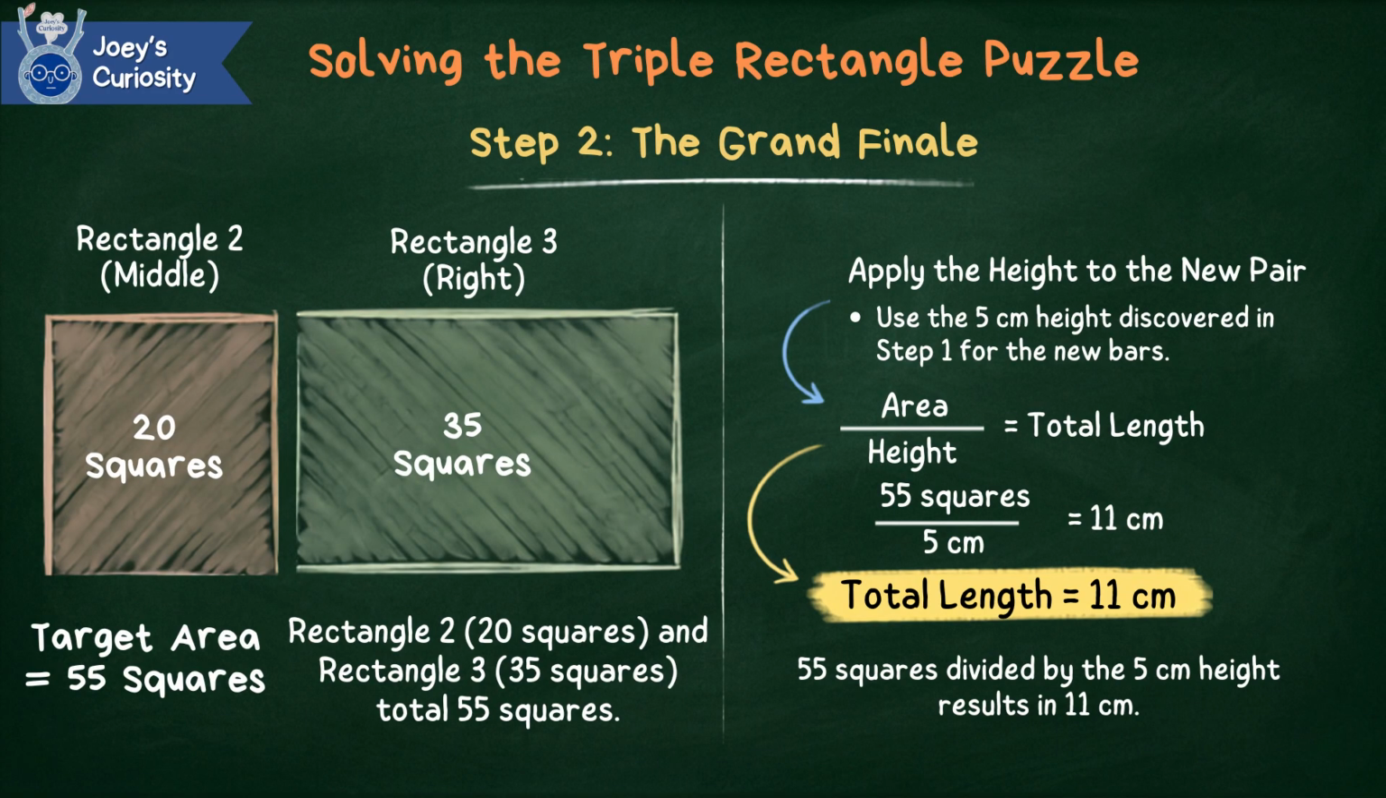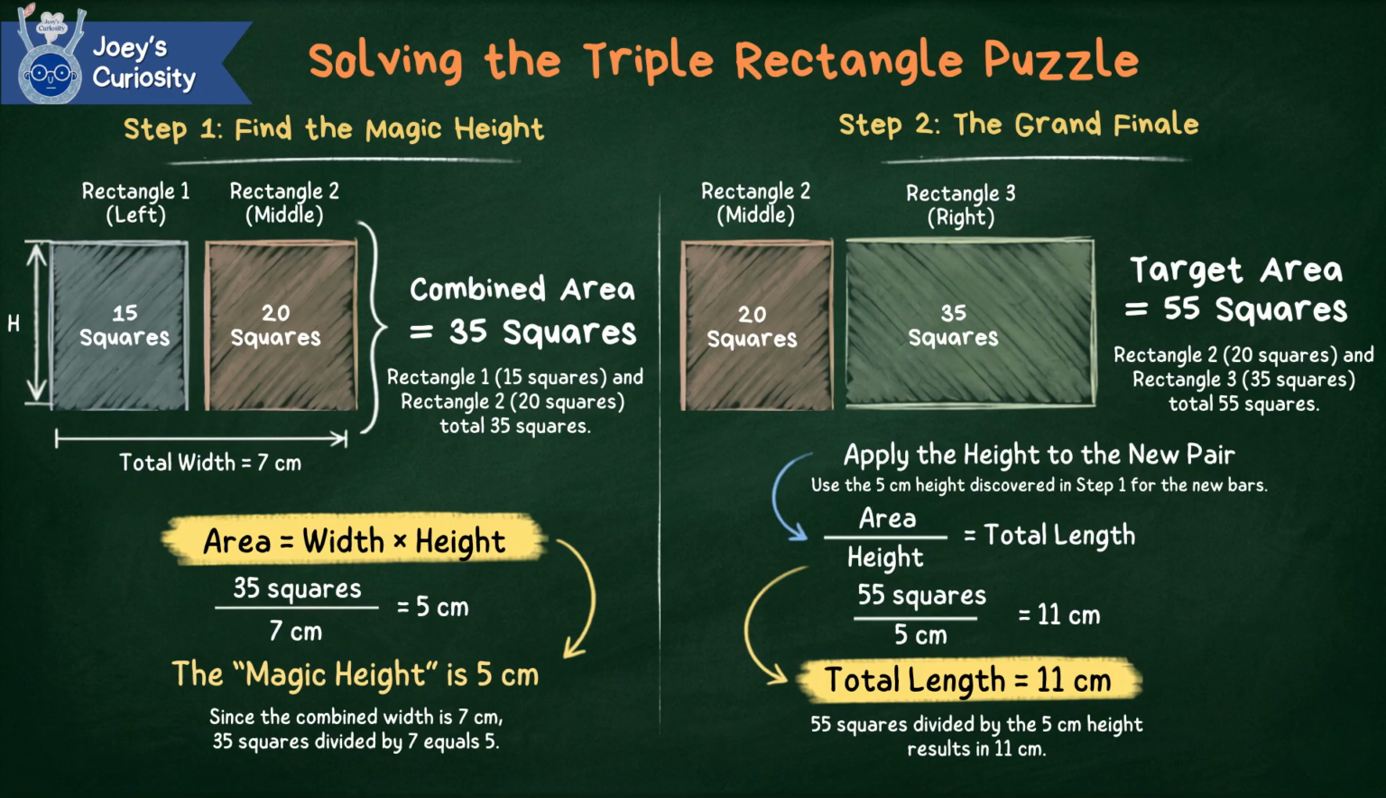Finally, let's calculate that target length. Now that we know the height is for sure 5, we naturally apply it to the final part of the puzzle, finding the top width across the second and third rectangles. Their combined area is 55. Yeah, that's 20 plus 35. So we just divide that total area of 55 by our locked-in height of 5, giving us a final missing length of 11 centimeters.